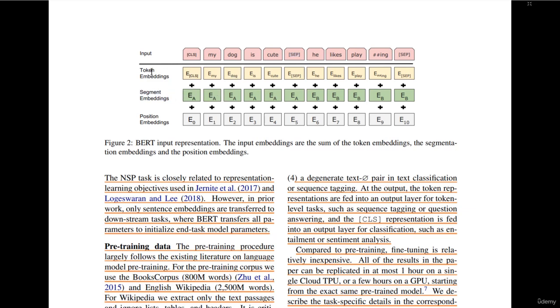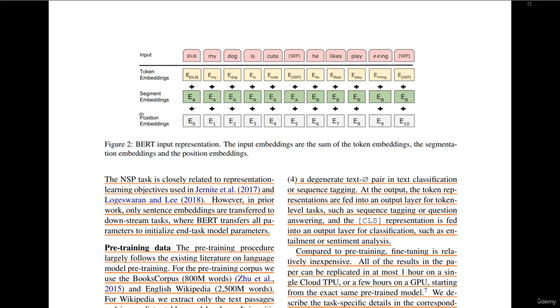Now note that we've been used to working with the token embeddings and the position embeddings right here. So now apart from these embeddings, that's the classic token embeddings and the position embeddings, we have these segment embeddings where the words which belong to sentence A have this embedding EA, as you can see here, and then the words which belong to sentence B have this embedding EB.